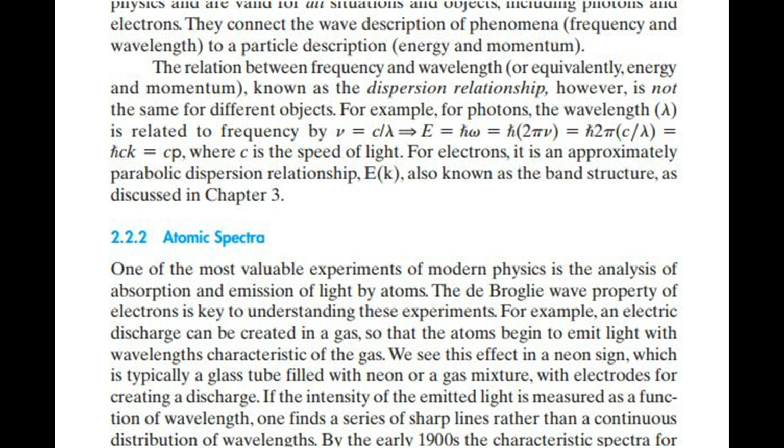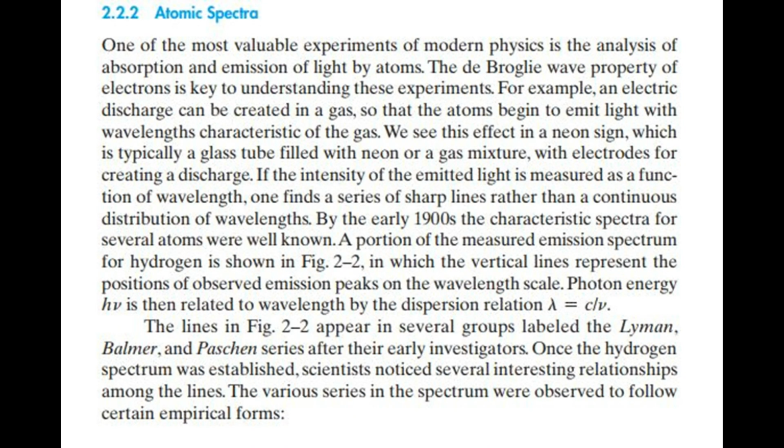If the intensity of the emitted light is measured as a function of wavelength, one finds a series of sharp lines rather than a continuous distribution of wavelengths. By the early 1900s the characteristic spectra for several atoms were well known. A portion of the measured emission spectrum for hydrogen is shown in Fig 2.2, in which the vertical lines represent the positions of observed emission peaks on the wavelength scale. Photon energy hν is then related to wavelength by the dispersion relation λ = c/ν. The lines in Fig 2.2 appear in several groups labeled the Lyman, Balmer, and Paschen series after their early investigators.